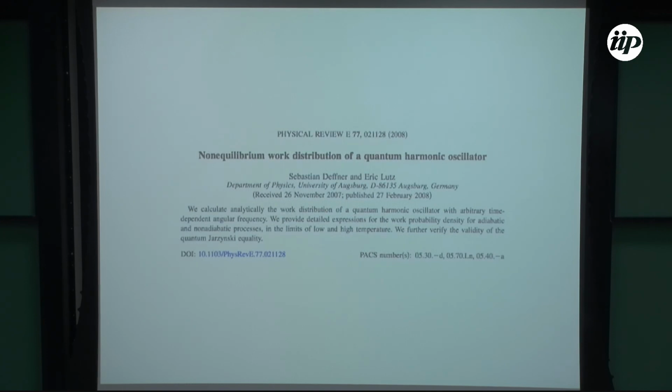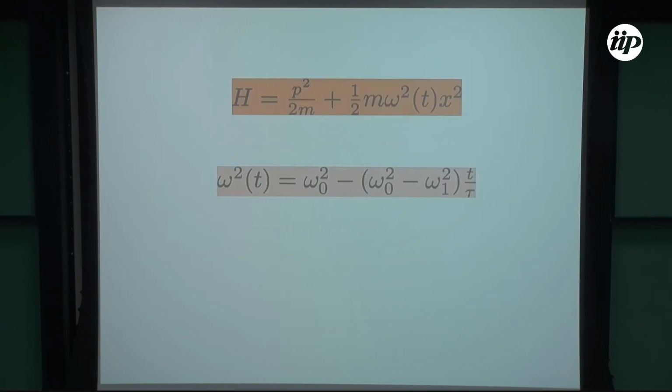Okay, so I take a system that is very nice because people solved analytically the probability of work. You have the expression analytically, it's very simple. This is the work of Sebastian Deffner and Eric Lutz for the quantum harmonic oscillator. Essentially, this is a harmonic oscillator where you change the frequency linearly. Okay? And you have everything analytically, quantum. You don't have to make any numerics.